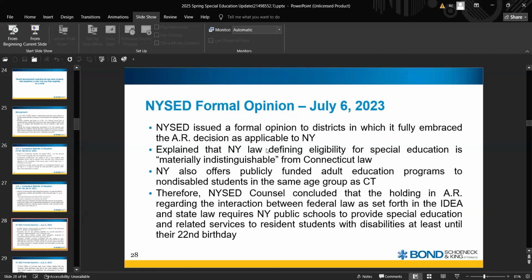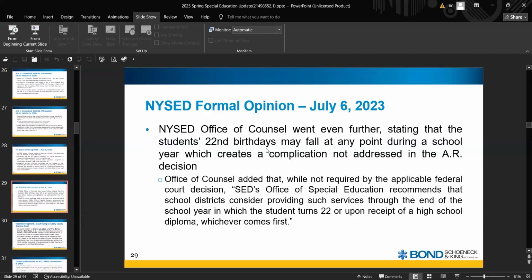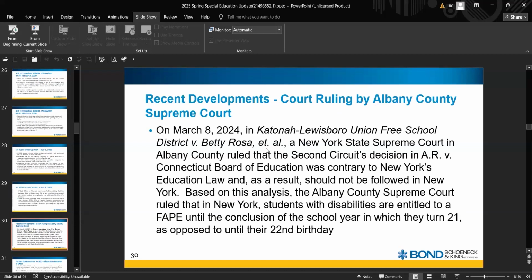Therefore, NYSED Counsel concluded that the interaction between federal and state law requires New York public schools to provide special ed and related services to resident students with disabilities at least until their 22nd birthday. Then in this memo, NYSED goes a little bit further and says, while this wasn't specifically contemplated or addressed by the Second Circuit, we recommend, while not legally required, providing those services through the end of the school year in which the student turns 22. They said you could have a situation where a student with a disability turns 22 at the very beginning of the school year. Their recommendation is that we provide services until the end of that school year. This is called the happy birthday, here's the cake, there's the door. And so they didn't want that.